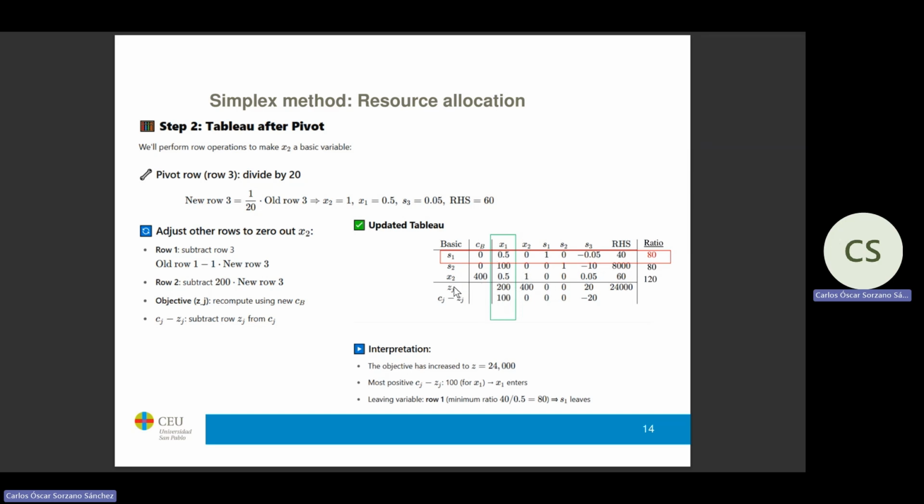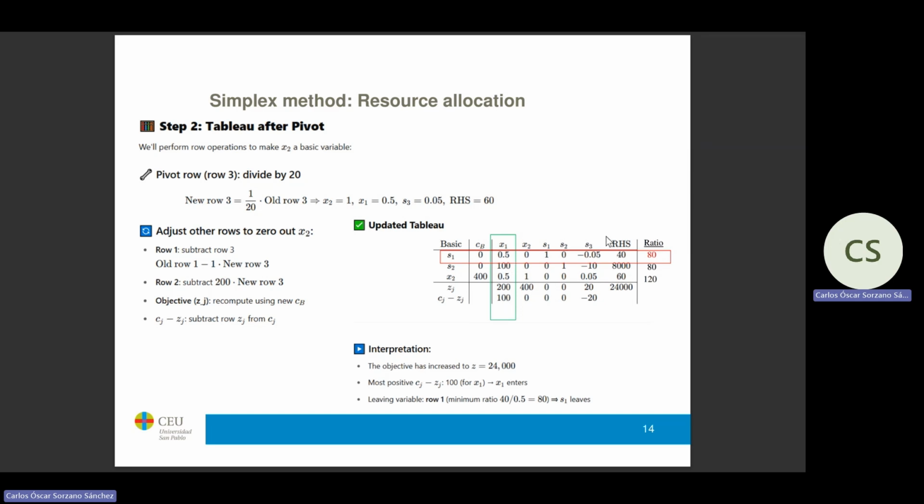So we compute set J. Set J is these coefficients times each one of these column vectors. So we have 200, 400, 0, 0, 20, 24,000. Right. So then set Cj, so the coefficients on top minus Zj. So we have this one, this is the maximum. So this is the new variable to get into the basis.